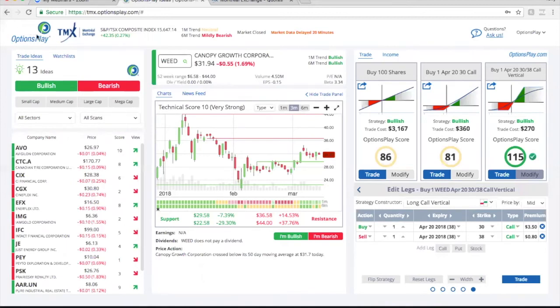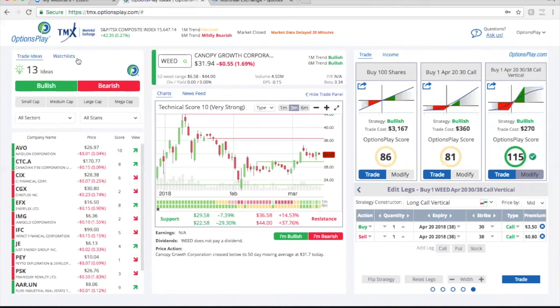The platform itself is divided into 3 sections. We have trade ideas and watch list here on the left. We have our security analysis in the middle, and lastly, trading and income here on the right. We call these 3 panels the what, why, and how of stocks and options trading.